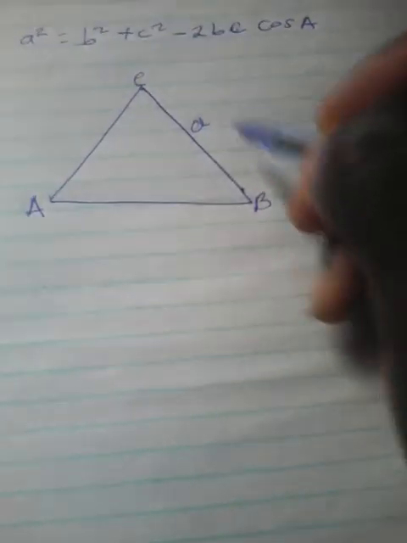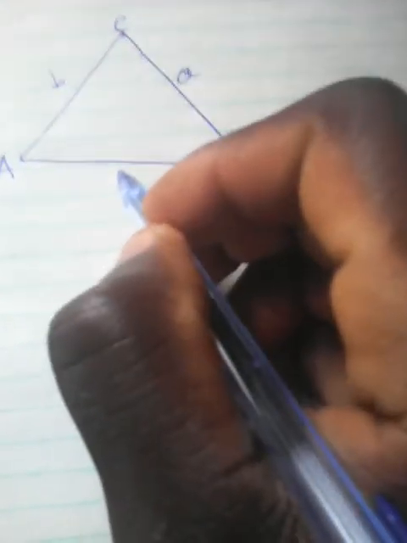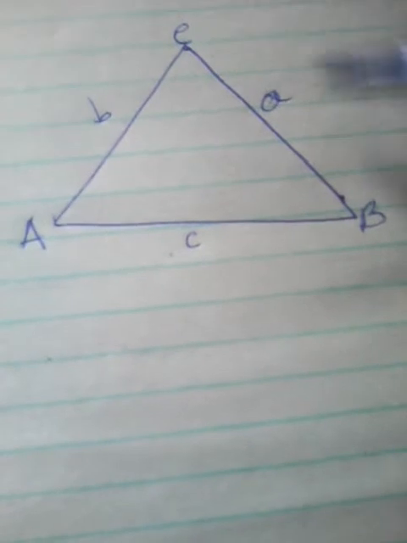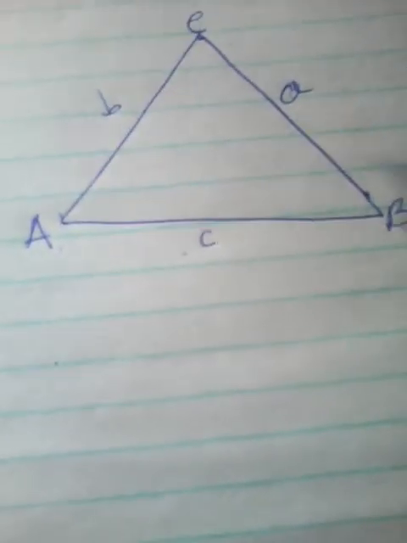So the side opposite angle A will be small a, this side will be small b, then this side will be small c. I think you can see clearly now. For the angles, we are going to use the capital letters, but for the sides, we are going to use the small letters.